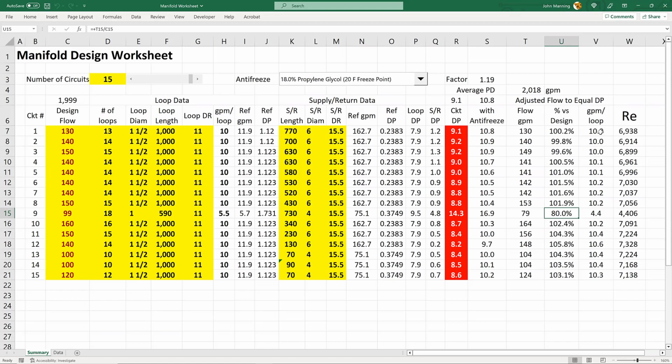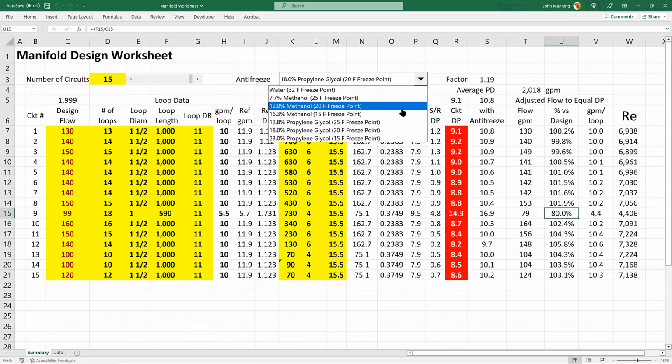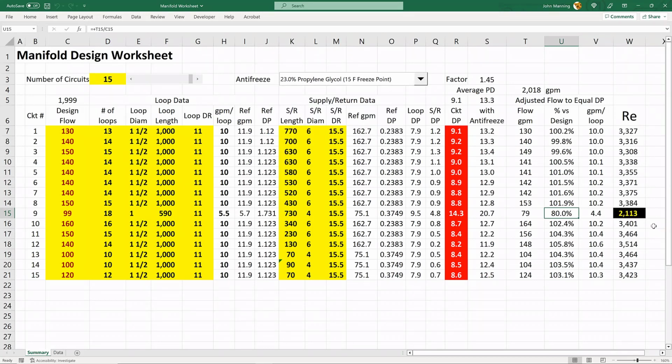So then we calculate, okay, what is our GPM per loop? And it's pretty close to our design flow rate. And then we calculate the Reynolds number. And all of them are definitely turbulent. So we're in good shape. However, this is based on 18% propylene glycol. If you wanted to take it to 23% to get down to a 15-degree freeze point, bingo, our horizontal loop now becomes laminar and it jumps out at you.